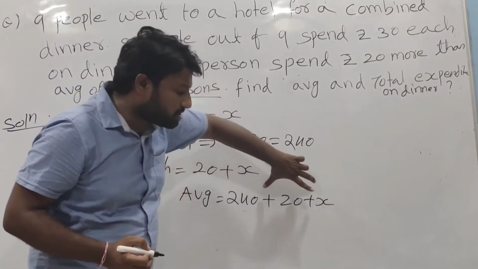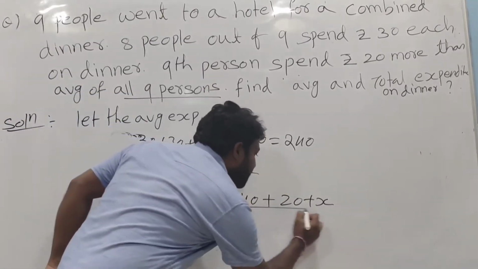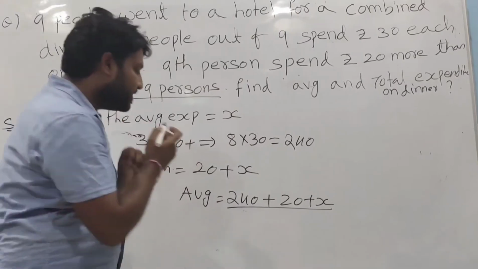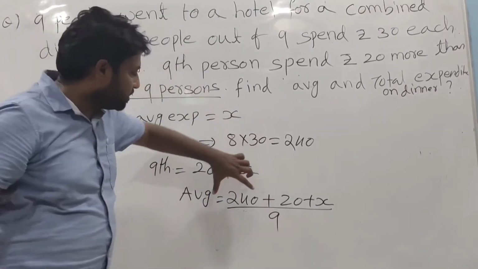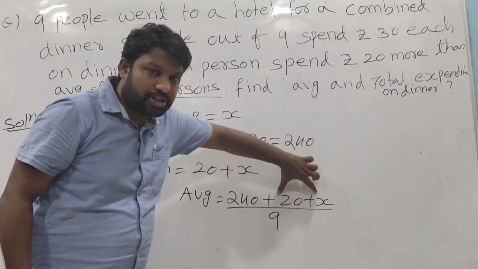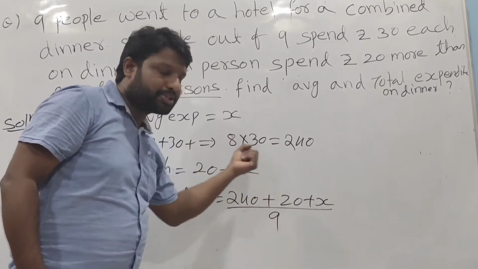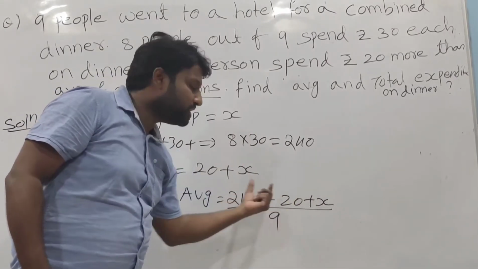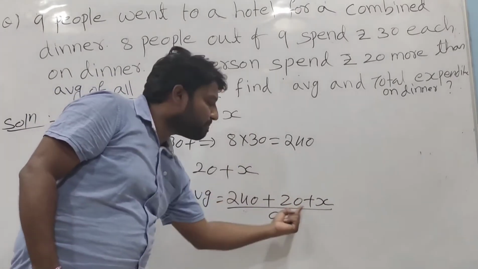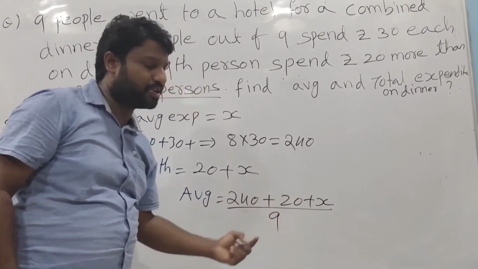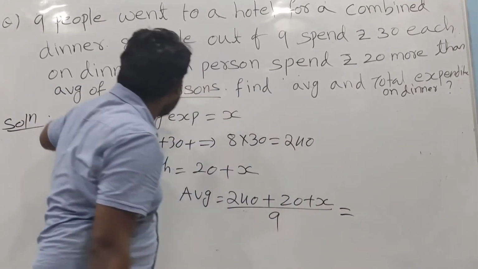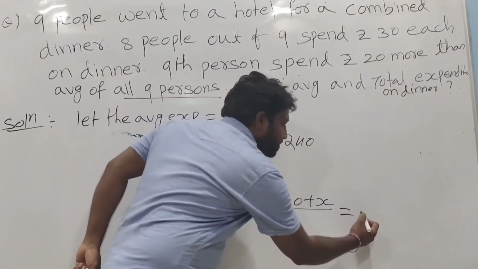So average is equal to sum of observations by number of observations. Total how many members are there? 9 members. This is the 8 people sum, this is the 9th person's amount. Total of 9 people is 240 plus 20 plus X. Average is sum of observations by number of observations. This average I have taken as X. This step is important.